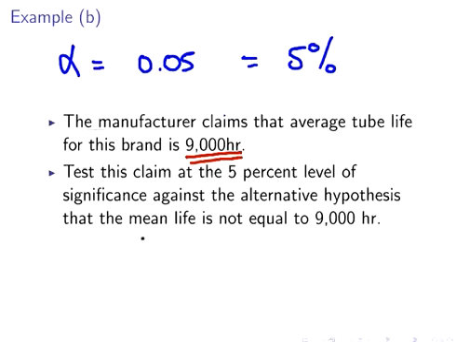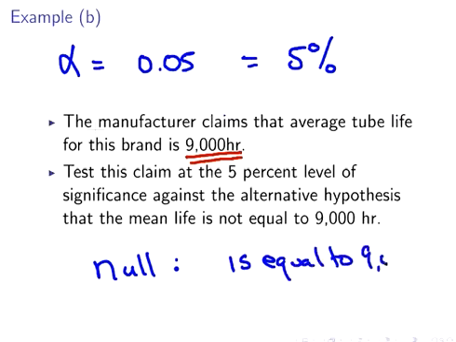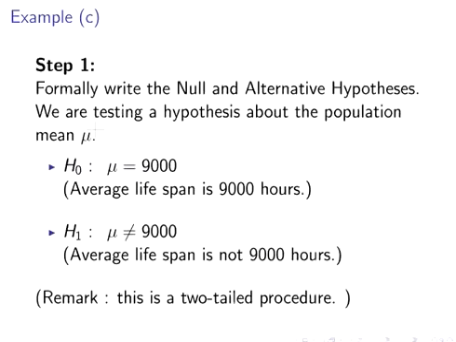Now, the alternative hypothesis is that the mean is not equal to 9,000 hours. That means the null is that the mean is equal to 9,000. They have to express direct opposite statements, direct contradictions. So let's write that down now. Formally write out the null and alternative hypothesis.